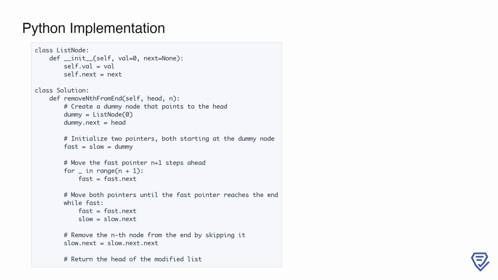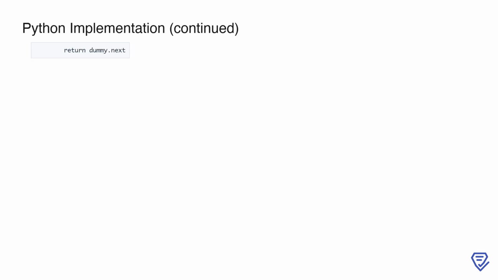We then initialize two pointers, fast and slow, both starting at the dummy node. The next step is to move the fast pointer ahead by n+1 steps. This ensures there is a gap of n nodes between the fast pointer and the slow pointer. Once the fast pointer has been advanced, we move both the fast and slow pointers one step at a time until the fast pointer reaches the end of the list. At this point, the slow pointer will be positioned just before the node that needs to be removed.